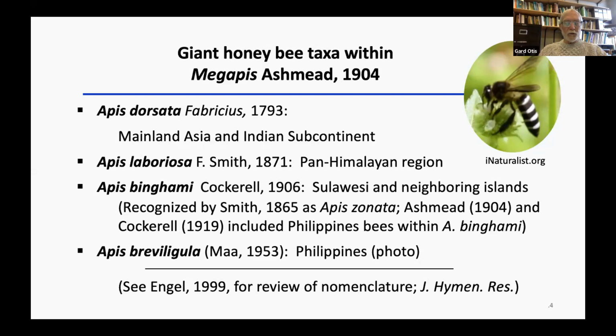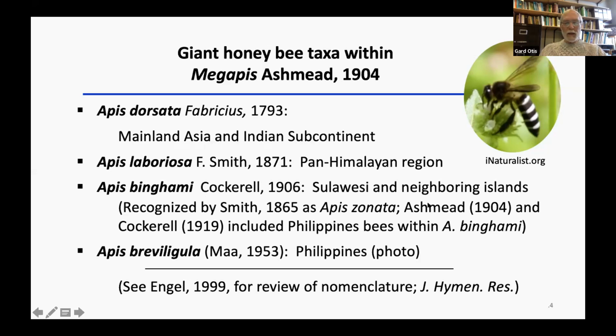Apis dorsata was the first of these 4 taxa to be recognized. Apis laboriosa was described by Frederick Smith in 1871 from specimens in Yunnan, China. And as I mentioned, it's a pan-Himalayan bee. Apis binghamai, of Sulawesi, Indonesia, was actually recognized by Smith in 1865. But at that time, he referred to it as Apis zonata. That name had already been used previously for a different form of honeybee. And so eventually then it became known as Apis binghamai by Cockerell in 1906.